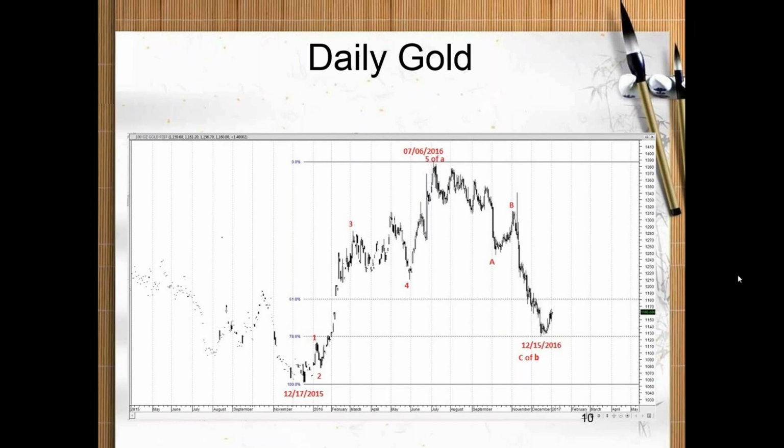So yes, at the time I did not expect it, but once it broke through the triangle, I had to adjust my interpretation accordingly and adopt a view consistent with what the real world was presenting. Okay, we are technical traders.